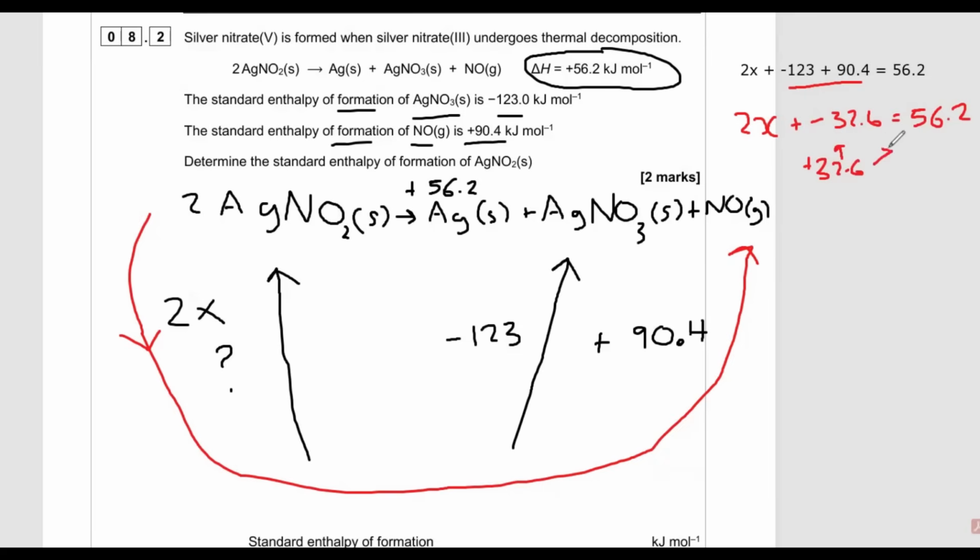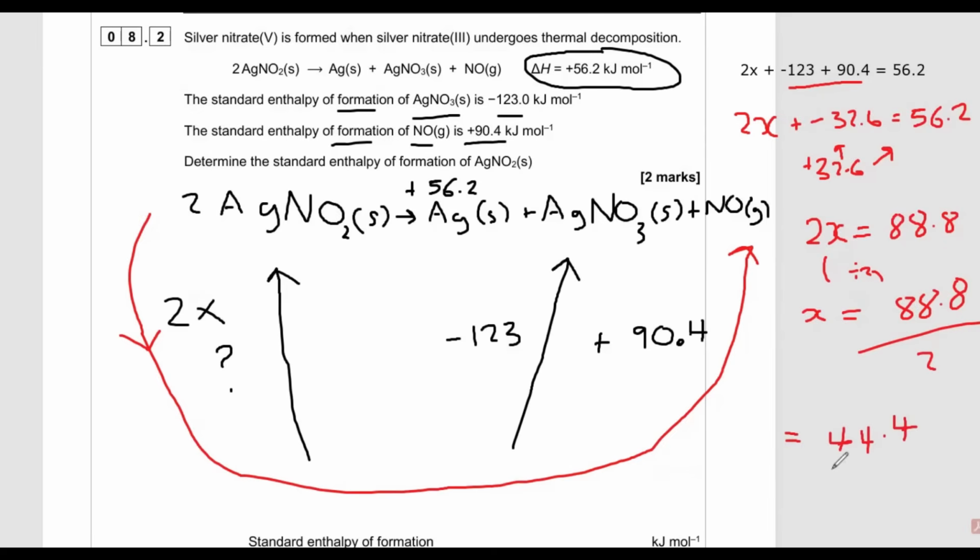And that's going to leave me with 2x is equal to, what is 56.2 plus 32.6? What is that? 88.6? Something like that. So 2x is equal to 88.8. Sorry. Something along those lines. And yes, so now what we're going to do is take 88.8 and divide it by 2. We're going to find out that x is equal to 44.4. There we go. But is it a plus or is it a minus?